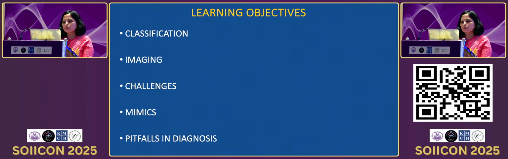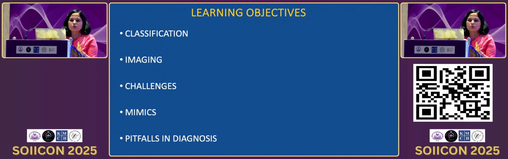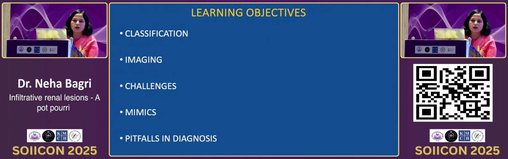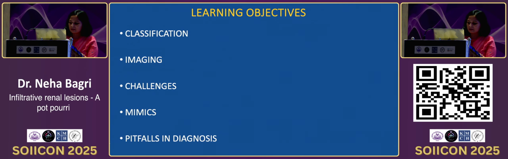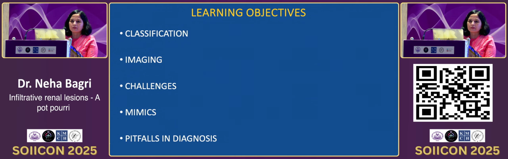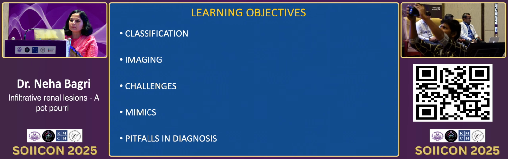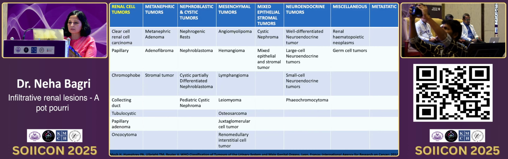So how many of you, the residents, are reporting renal masses on CT? Can I please know so that I know what level you are and I can approach in that manner? So please tell me how many of you have reported renal masses yet? Yes, good number of people. So the learning objectives here will be classification more or less, imaging features, what are the challenges, mimics and pitfalls in diagnosis. So this is a broad classification of renal masses.